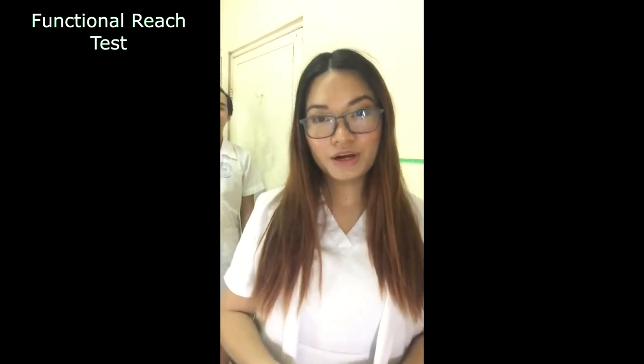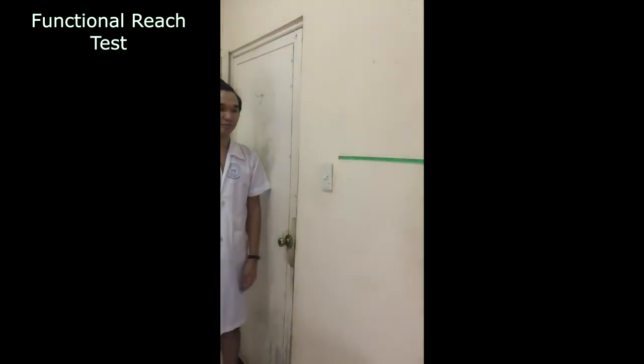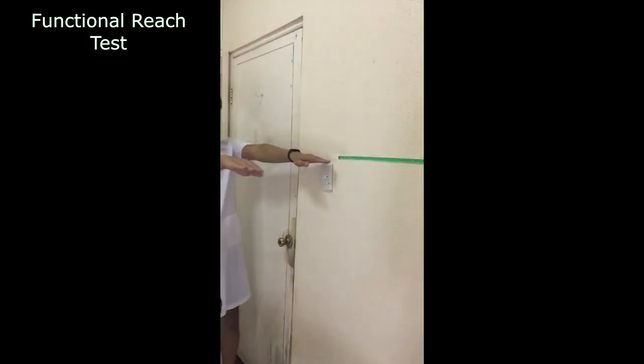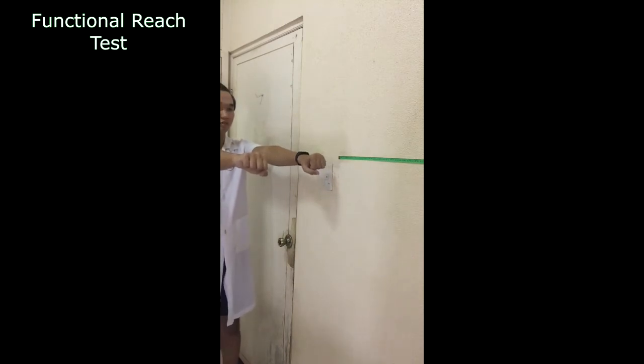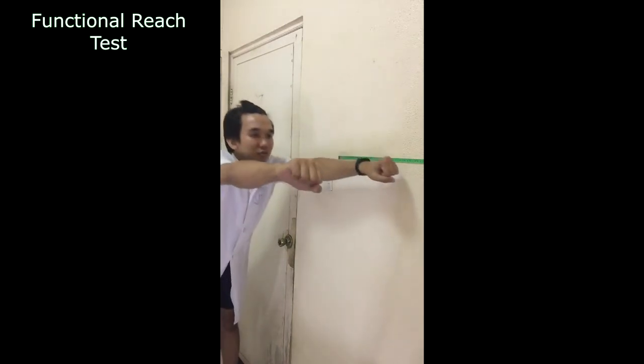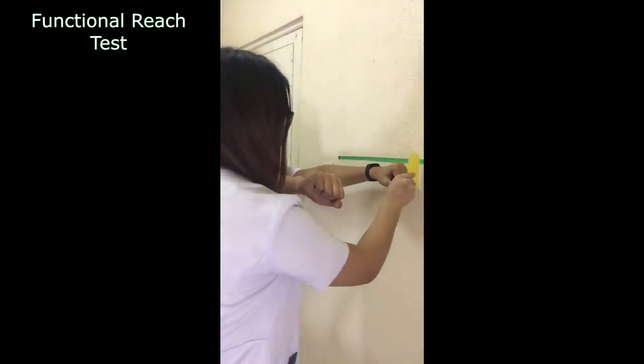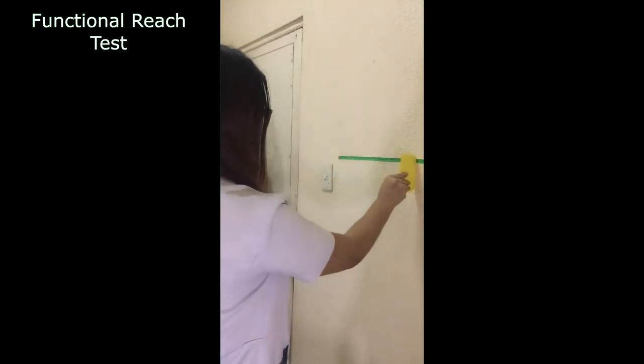Okay. I've already demonstrated to the client how to do this exercise. We will be doing 3 trials and then I'll average the total value in centimeters for his functional reach. Okay, now proceed, sir. Remember not to touch the wall. Yes, good. Okay. There. Yep.